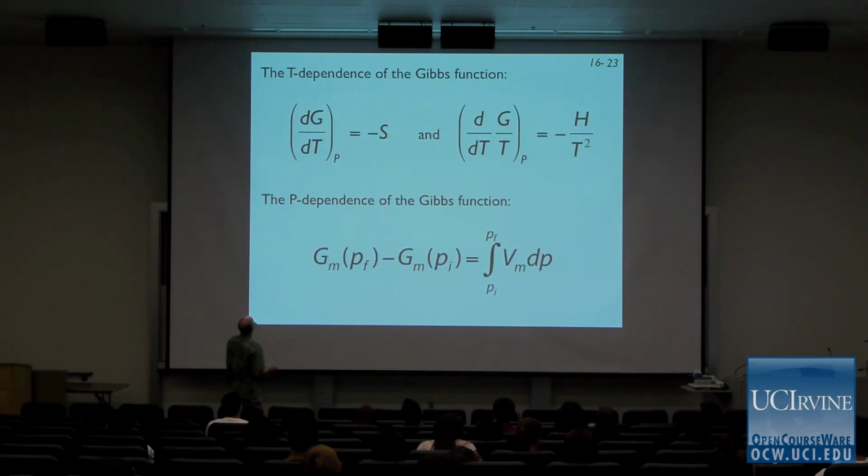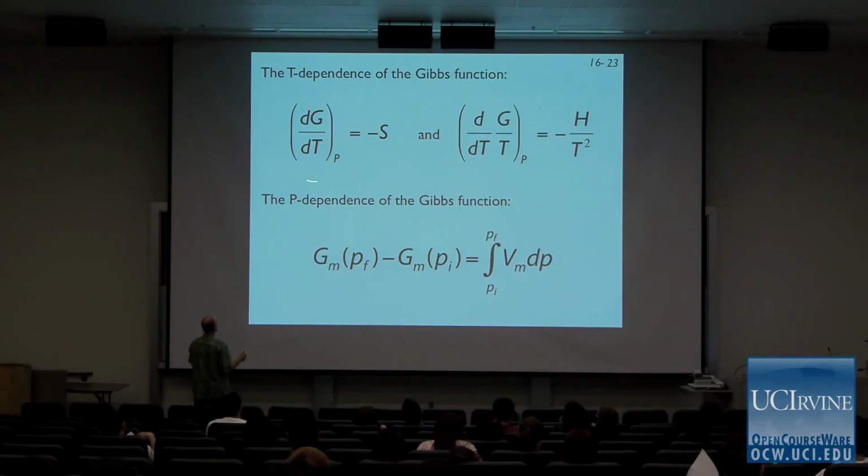So, this is what I just said. The temperature dependence of the Gibbs function, there's really two equations that we want to know about. One is just the simple derivative of the Gibbs function with temperature, that's minus the entropy if we evaluate that derivative at constant pressure. And then there's the Gibbs-Helmholtz equation.